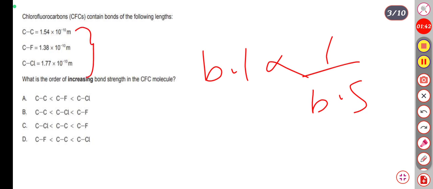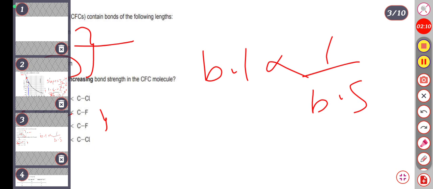Of these three values, 1.38 CF, which has the lowest bond length, obviously should have the highest bond strength. Based on that idea, B and C would be the right options. Second, obviously the second lowest bond length is CC. So option C is the right answer, CCl, which has the least bond strength because of having the longest bond length.